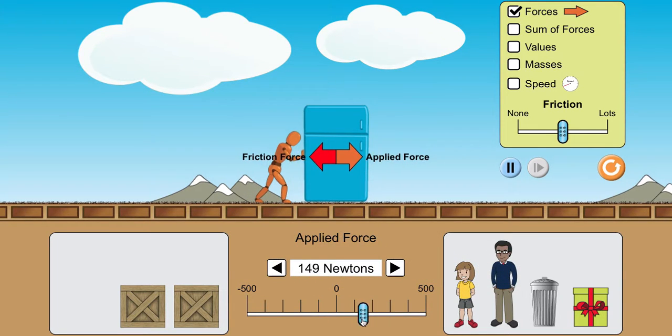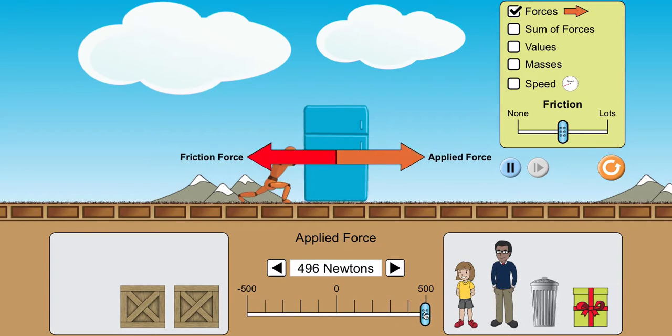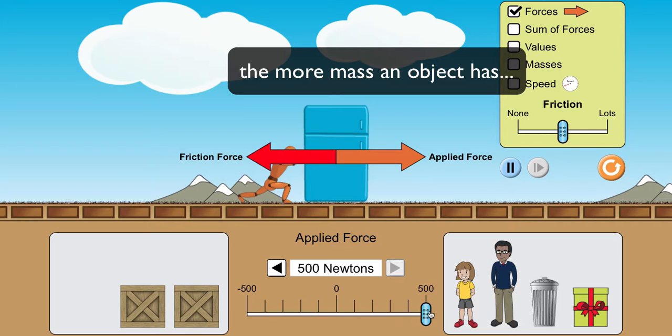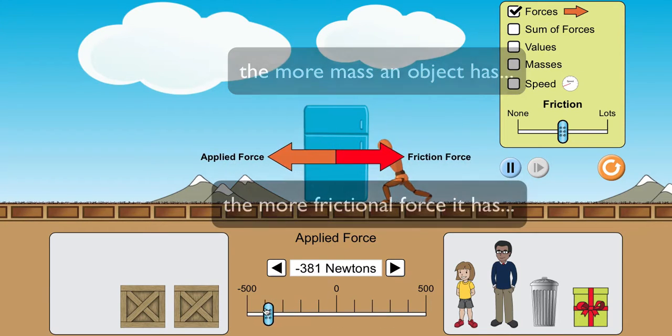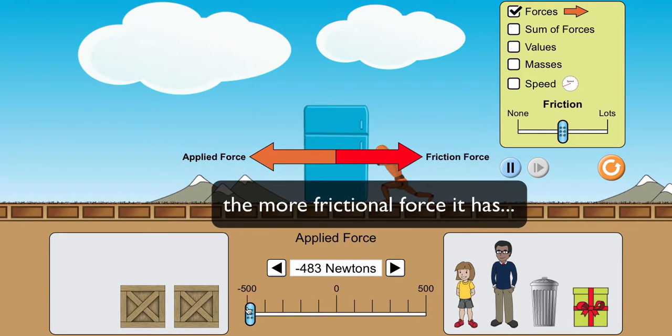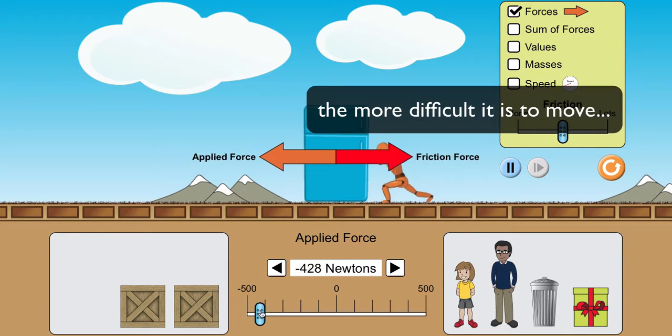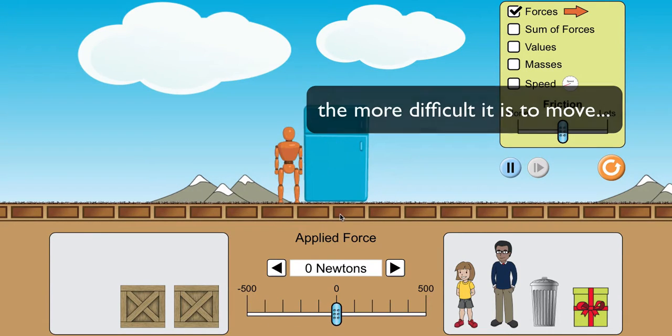And that frictional force is strong enough to oppose my applied force, thus I get no movement of the object. In fact, I can push the other way, and you'll notice that my frictional force is still applying its force in the opposite direction. So where is that force coming from exactly?